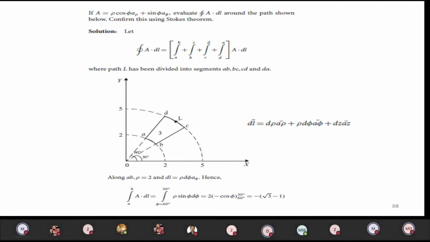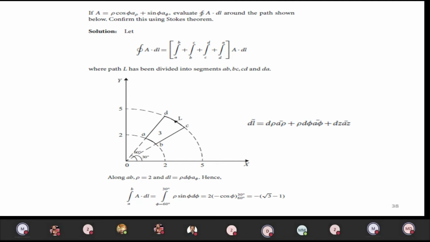The line integral is the addition of all four line integrals: a to b, b to c, c to d, d to e. I want to separately find the line integral of each path, and then finally add them. That's what they have done here.